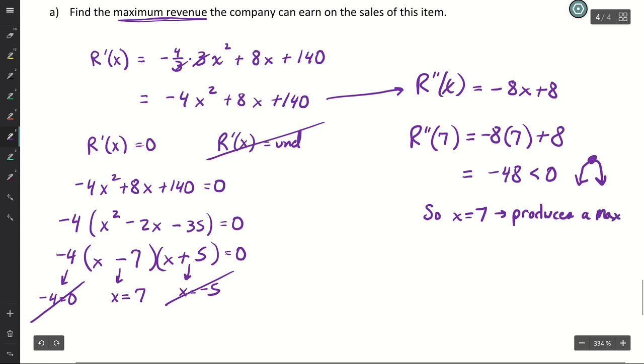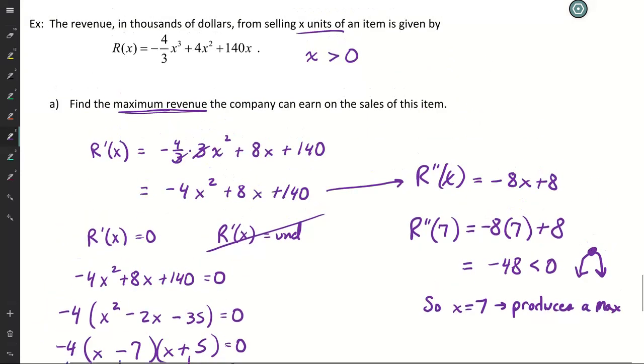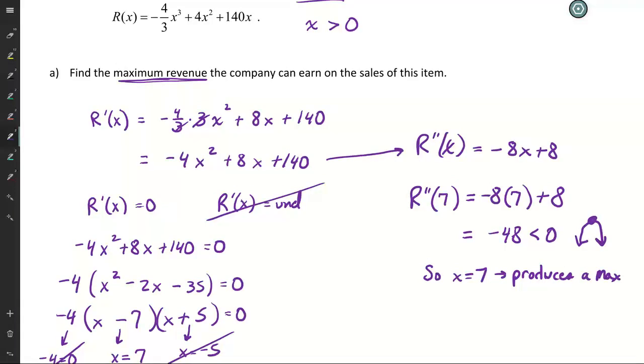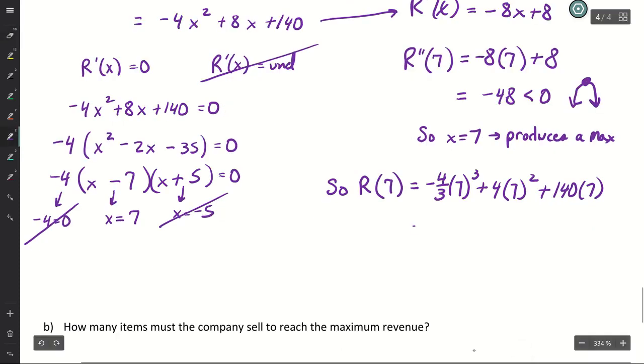All right. Now, they asked on this one, it says find the maximum revenue. So at this particular point, we know the value that produces the maximum. We now want to just substitute that x value back into the original revenue function. So R of 7 equals, and you can use your calculator on this. All right, so if we evaluate this at 7, you're going to end up getting 718.66, and the 6's are now repeating at this particular point.